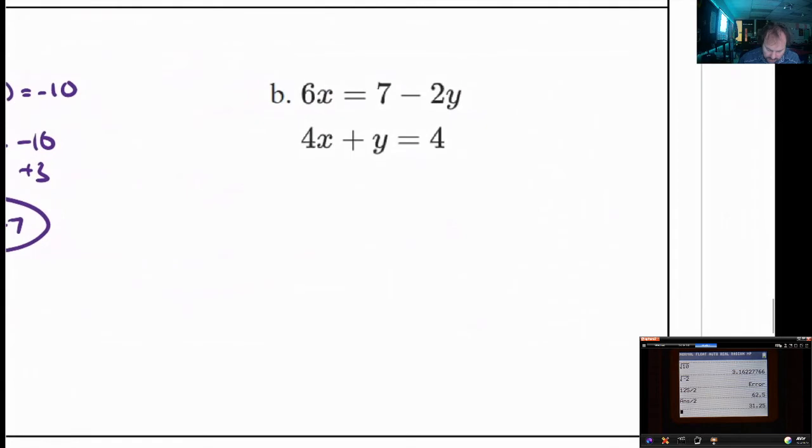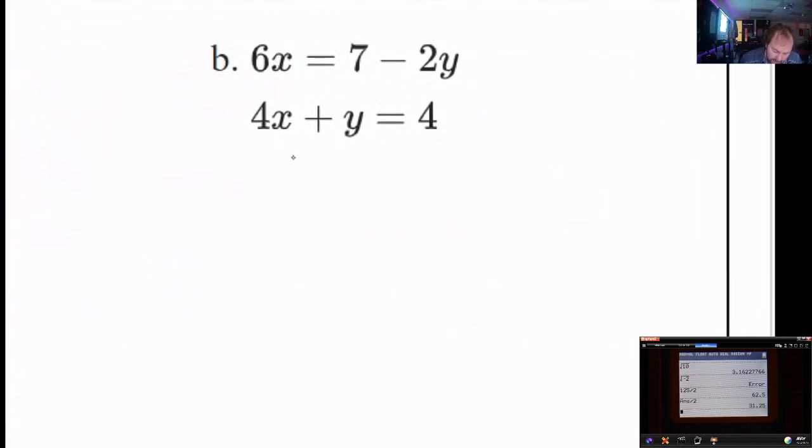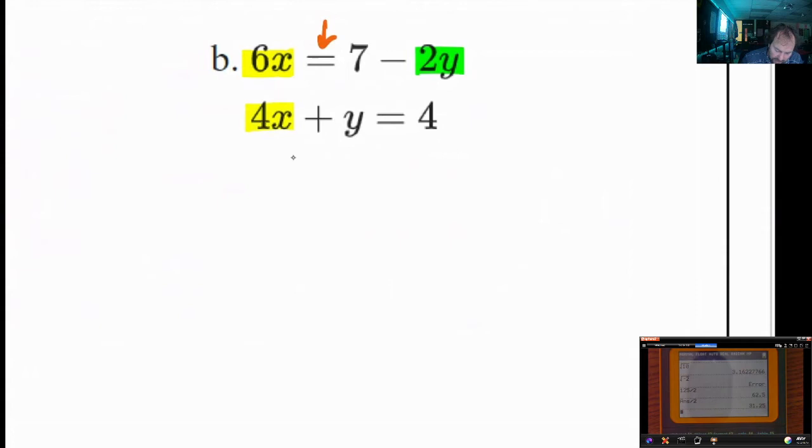Over here in part B, man, this one is not going to be super fun. Just because this doesn't jump out at me as either a substitution or an elimination system. I'm going to end up using substitution for it, though. The reason why you can't use elimination right away: 6x is on the left and 2y is on the right of the equal sign in the top equation, and x and y are both on the left side of the equal sign in the bottom equation.